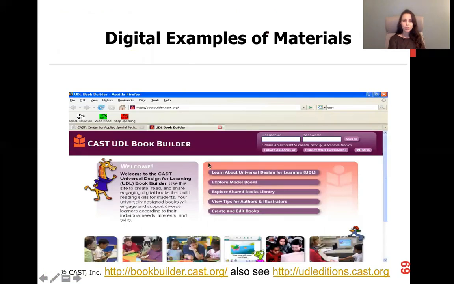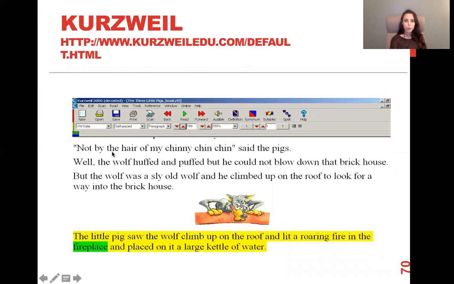Here are some other digital examples of materials. This is at that UDL site that's right here. This is another great example. You can check this out as well. It allows students to not only read it, but it highlights certain areas. They can ask for definitions. It could be read out loud to them. And this is a great way to meet so many students' needs.